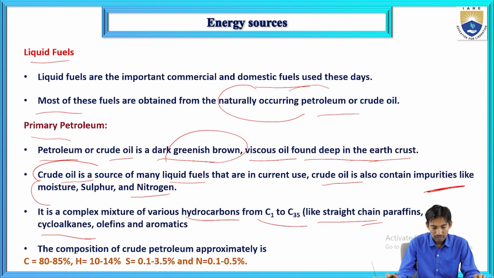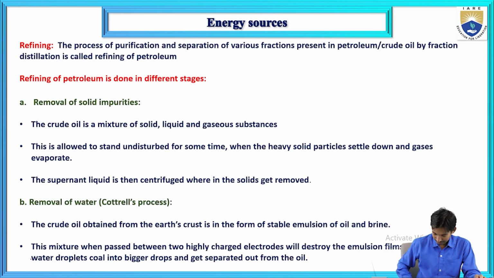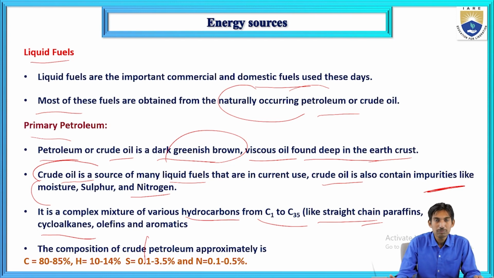The composition of crude oil or petroleum approximately is: the carbon percentage is 80 to 85 percent. Petroleum contains hydrogen at 10 to 14 percent. Similarly, it contains sulfur at 0.1 to 3.5 percent, and nitrogen at 0.1 to 0.5 percent. Many of the liquid fuels are obtained from the crude oil or petroleum.